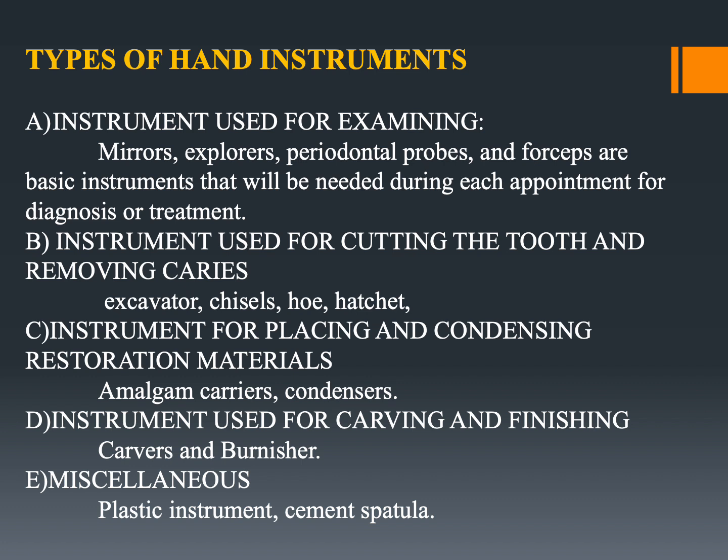The plastic instrument is an instrument which is used to carry the cement in the plastic consistency, and that is why it is called the plastic instrument. The other one is the cement spatula. Cement spatulas are of two types.